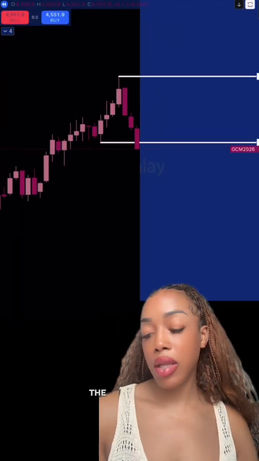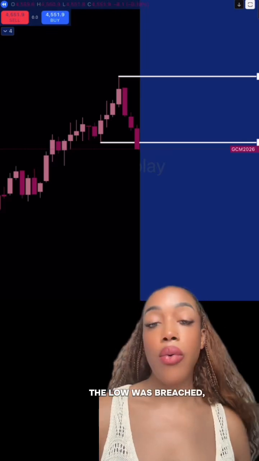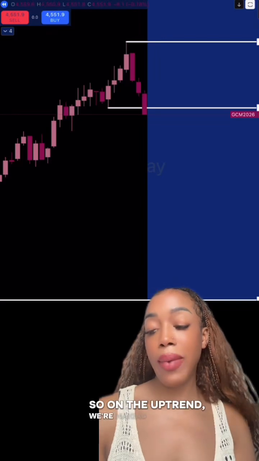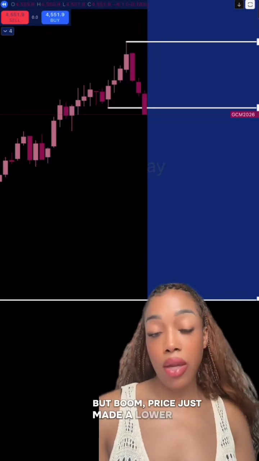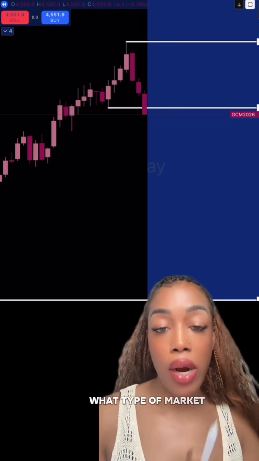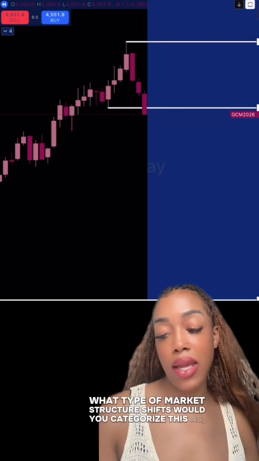Okay, so boom, the low was breached. So price made a lower low. So on an uptrend, we're making higher lows, but boom, price just made a lower low. So now what are we gonna do? Okay, what type of market structure shift would you categorize this as?